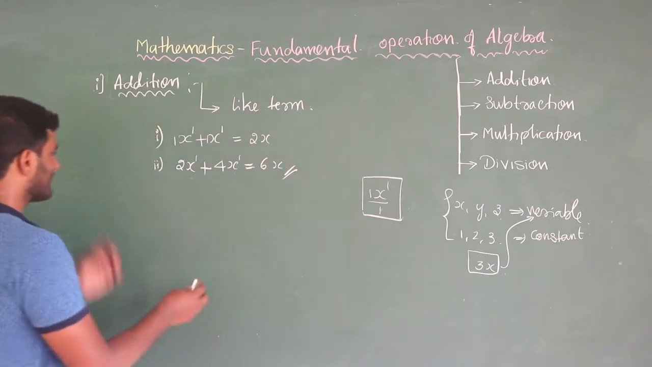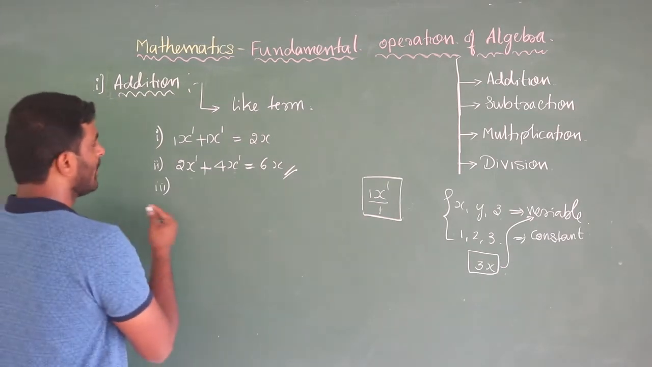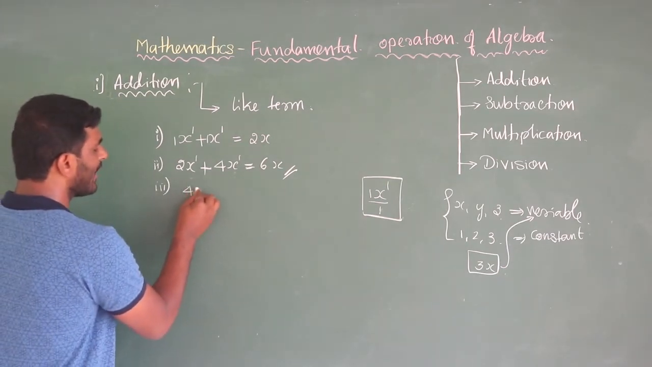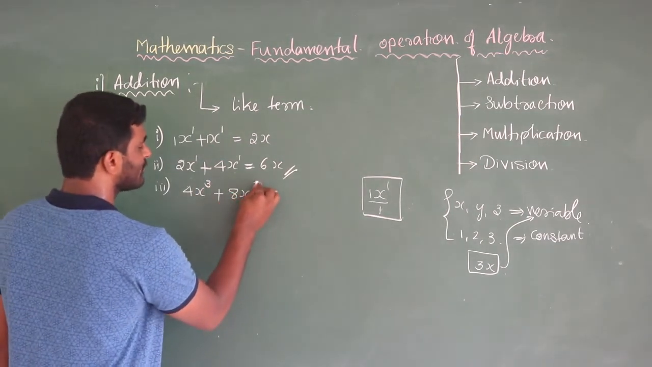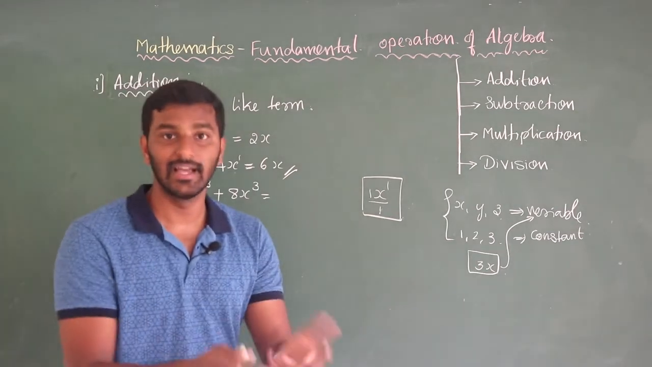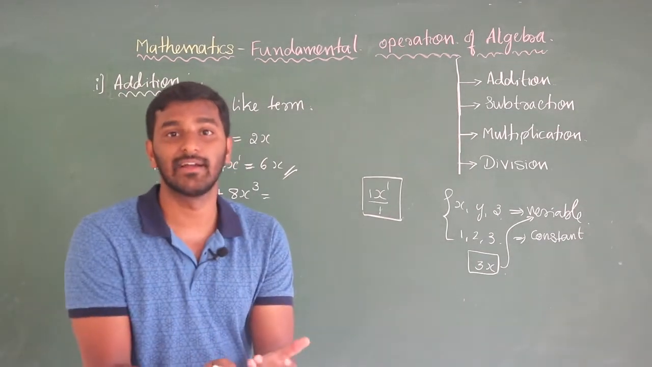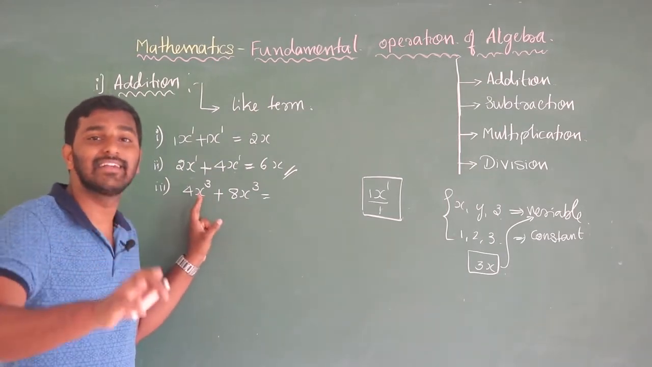Okay, let us take one more example. So the third example, there is 4x to the power of 3 plus 8x to the power of 3, and that is equal to. Is it possible to add the like terms? Yes, the like terms we can easily add. What is the definition of like terms? It is the same variable and the degree should be the same.